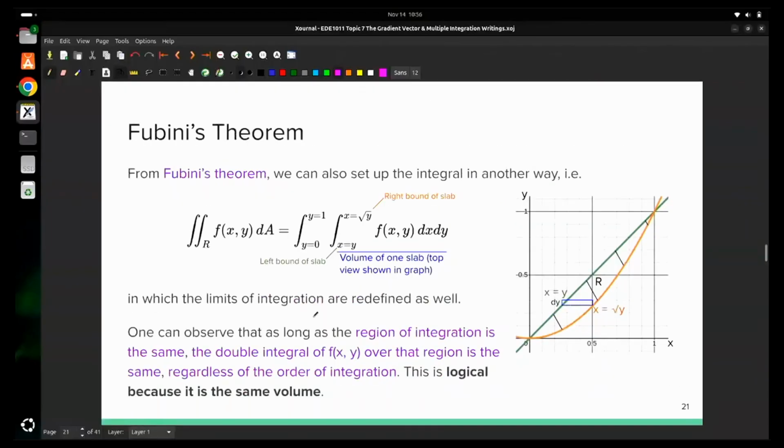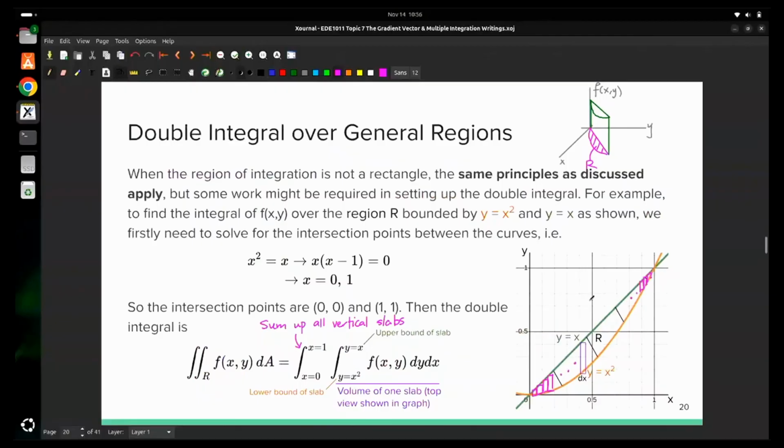Okay? So, you can also switch the order of integration according to Fubini, as long as the region R is the same, right? I don't care how you integrate. Okay, but now, check this out. What happens if you integrate with respect to x first? Now, if you integrate with respect to x first, it means you are taking the horizontal slab. You are summing up horizontal slabs instead of vertical slabs.